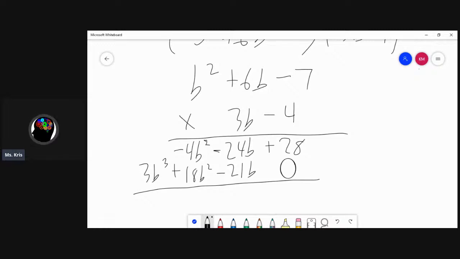So now 28 and 0, that's plus 28. Negative 24 and negative 21. That gives me a minus 45b, negative 4b squared, and a positive 18b squared. That gives me a positive or plus 14b squared. And what I'm left with is 3b to the third.